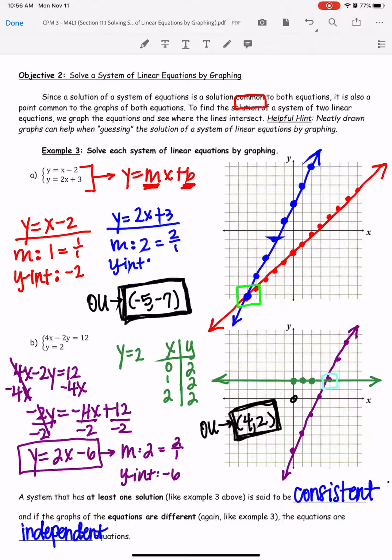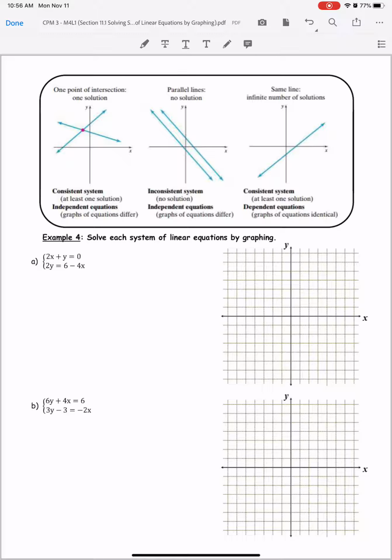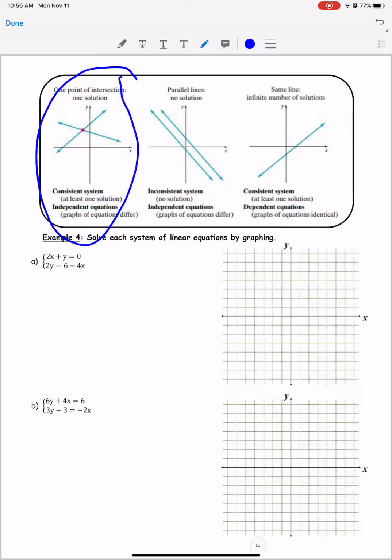So let's look at what those look like on the next page. More times than not, you're going to get this right here, where your two lines cross at one spot. And we just discussed that means it's consistent because it has a solution, and it's independent because it's different lines. There's two other things that can happen. They're more rare, but they can happen.